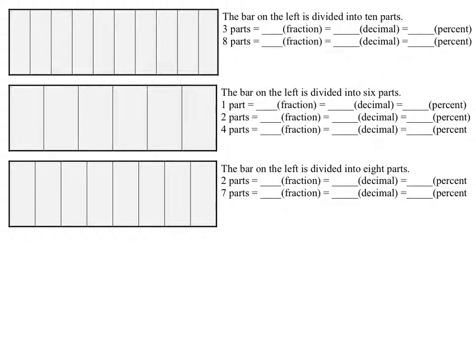All right, now this bar has been split up into 1, 2, 3, 4, 5, 6, 10. Yeah, very good. So we got 10 pieces in here. So 3 parts would be 3 parts out of the 10, which as a decimal is 0.3 or 0.30, which is 30%. So 8 parts would be 8 out of the 10, which as a decimal is 0.80, which as a percent is 80%.